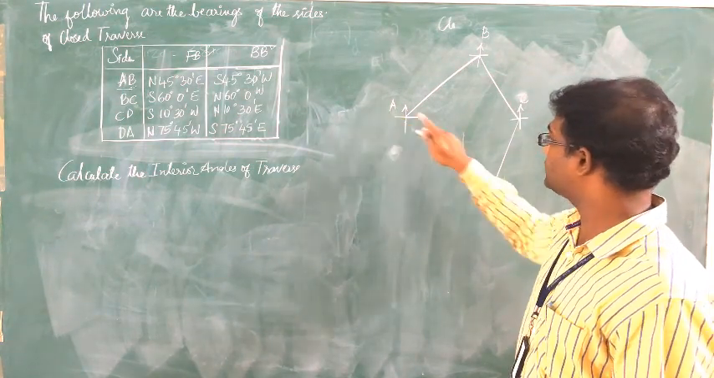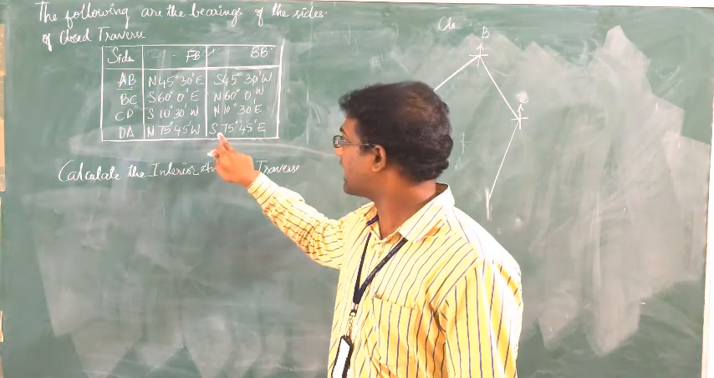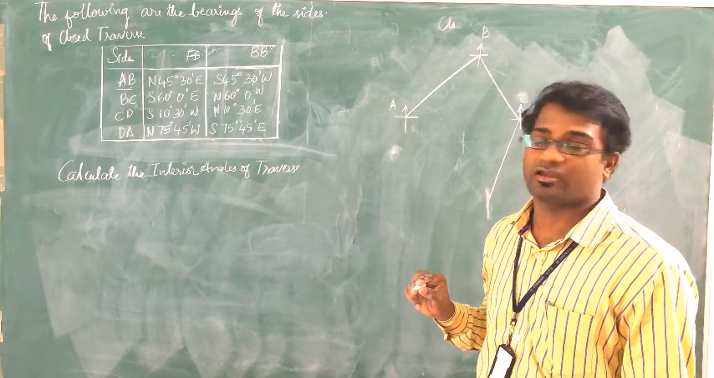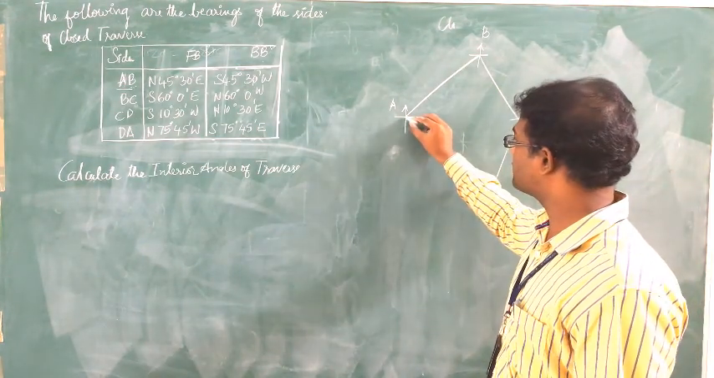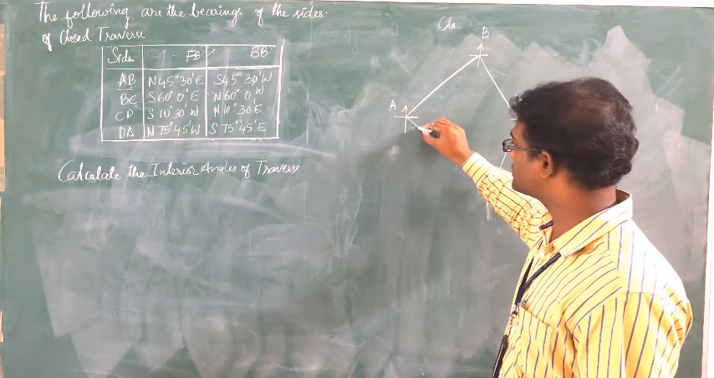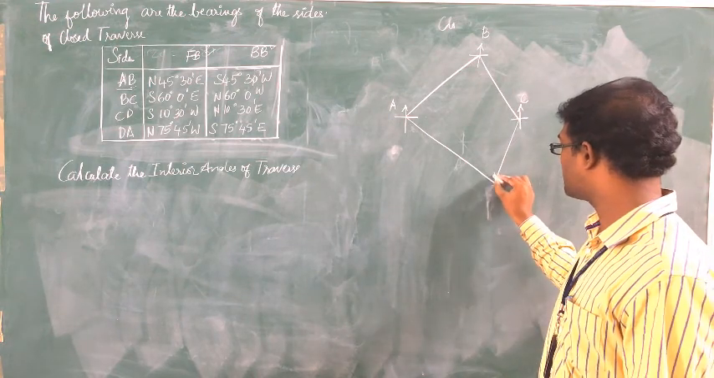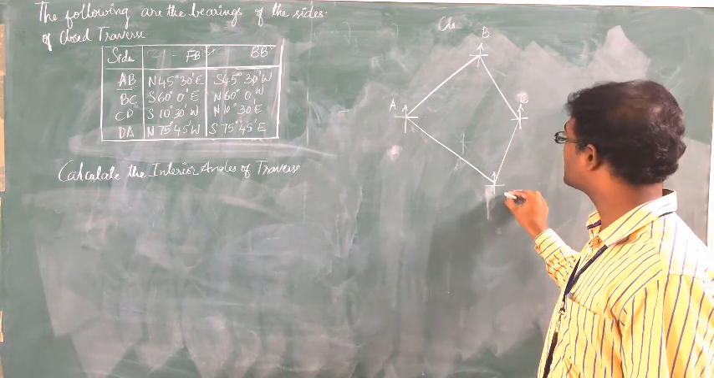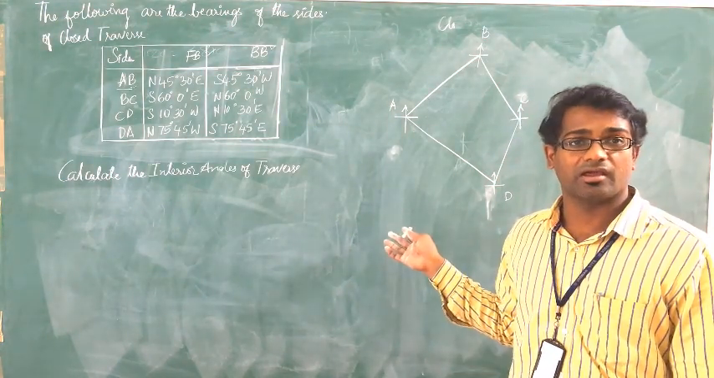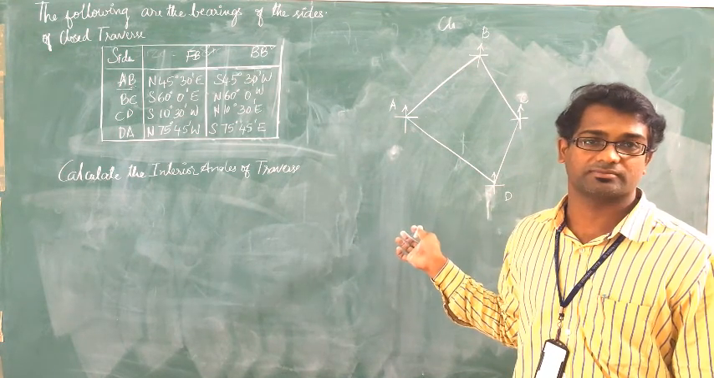So from A to D, the back bearing is 75 degrees 45 minutes east. So if this is 45, then from here 75 degrees is almost something like here. Now these join at a point. Now this point is your station D. If you have trouble in plotting the diagram, please watch the video again.